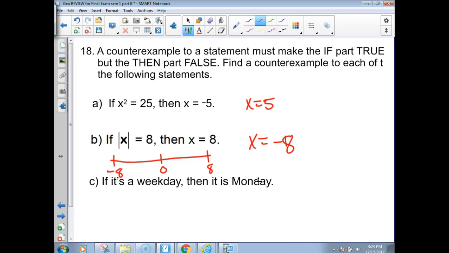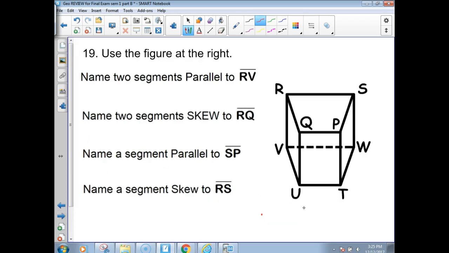And if today's a weekday, then it has to be Monday? Heck no. What's today? Happens to be Tuesday today, and if it were Wednesday, Thursday, or Friday, that would also satisfy as a counterexample. Okay? I don't care if you wrote something else. If you had Wednesday, Thursday, or Friday, that's fine. Or Monday. No, it can't be Monday because it said Monday.